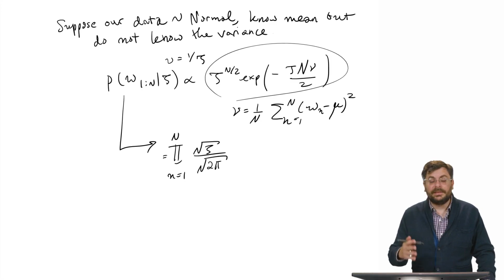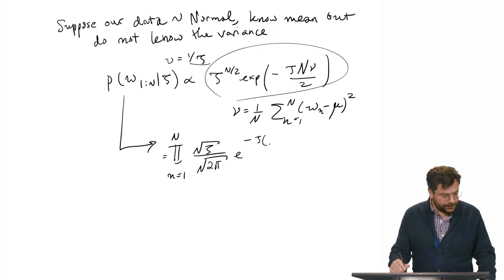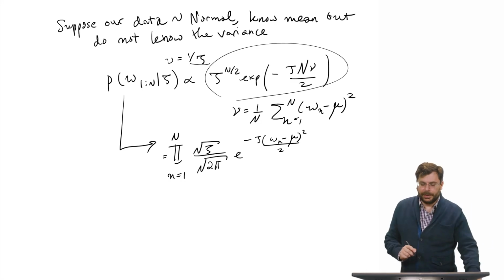Notice that normally if I had the variance, I would write it out as 1 over square root 2 pi multiplied by the variance. But the precision is the inverse of the variance, so I'm writing it down as the square root of tau divided by square root 2 pi. And then I have an e to the minus tau, (w_n minus mu) squared divided by 2.